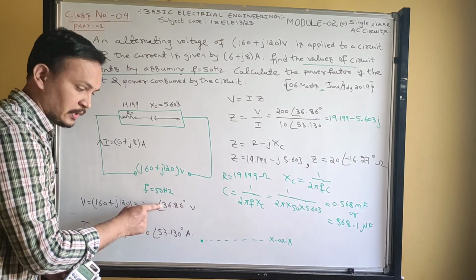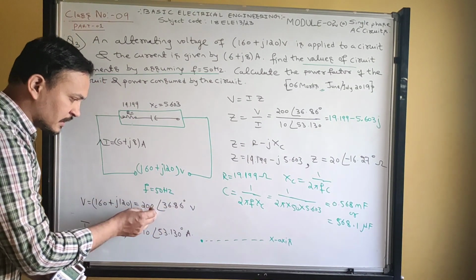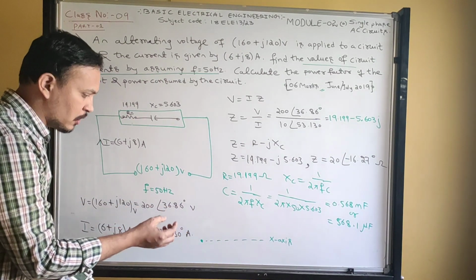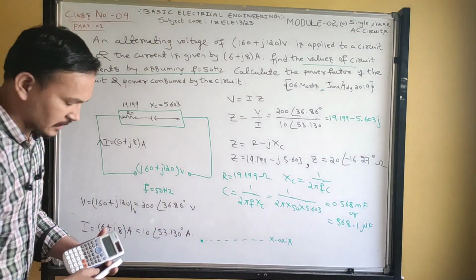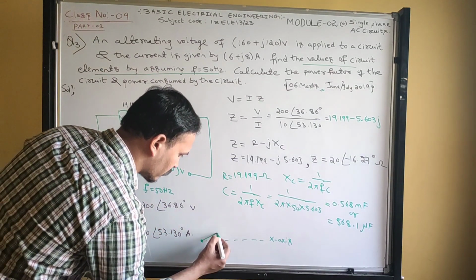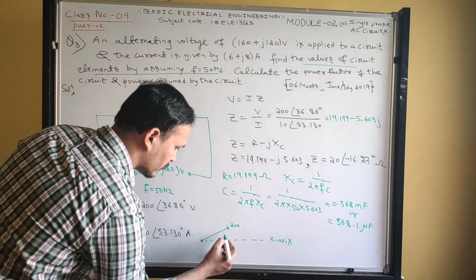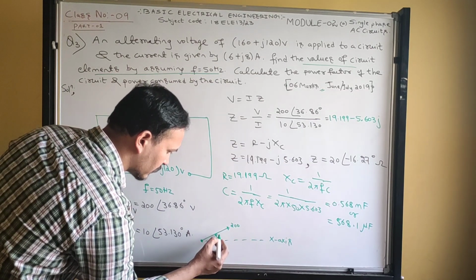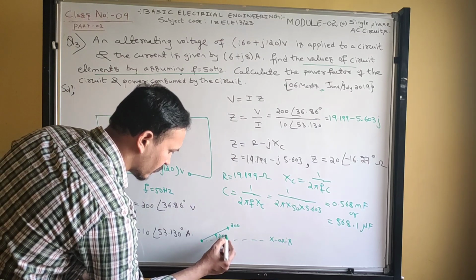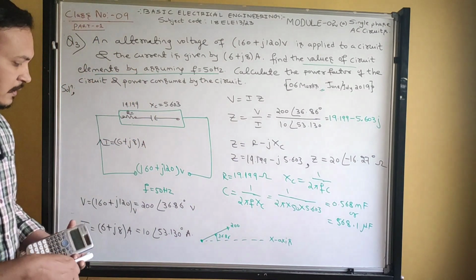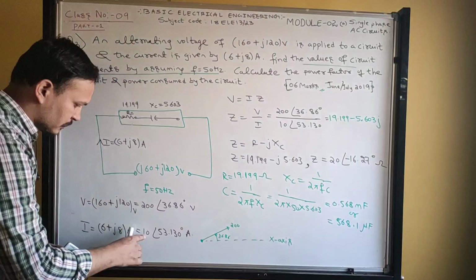What is the angle? Positive. It means this voltage is leading the reference axis by how many degrees? 36.86. So the voltage value is 200 volt. It is going to lead by 36.86 degrees. Okay. Then what about current?